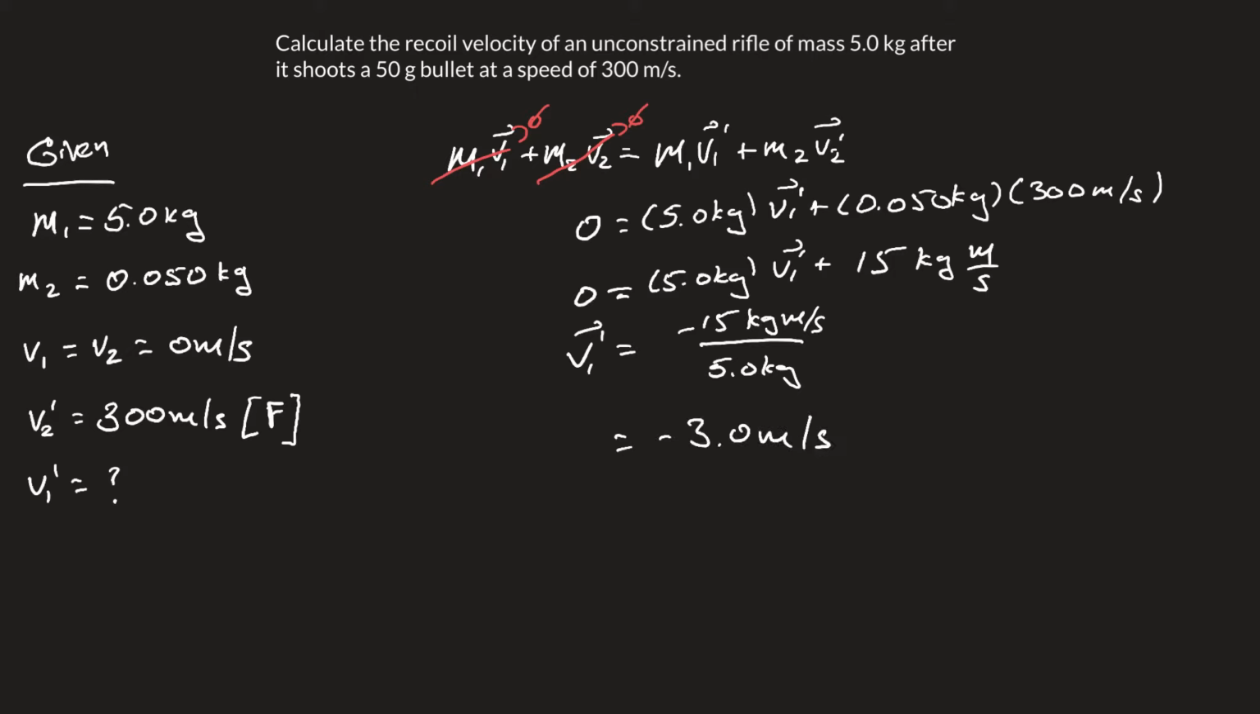So what does this negative sign tell me? It means it's going the opposite direction of the bullet, which makes sense. So I would say that my recoil velocity in this case would be v1 prime is equal to 3.0 meters per second backwards, or whatever opposite direction you chose from the beginning.